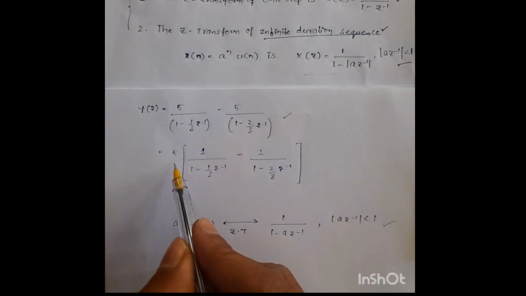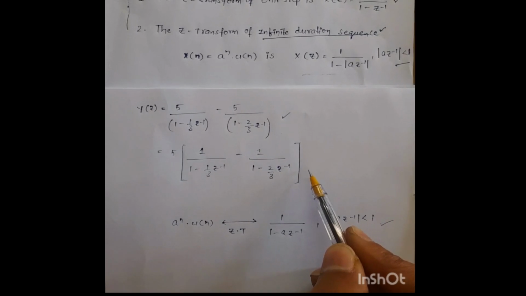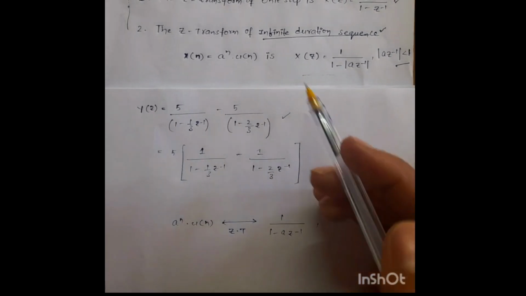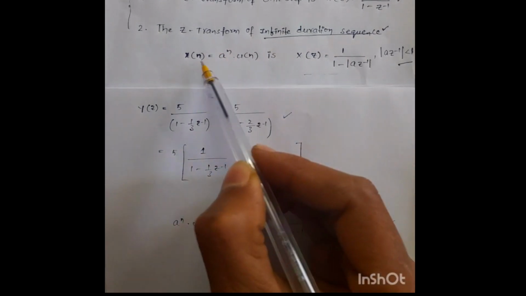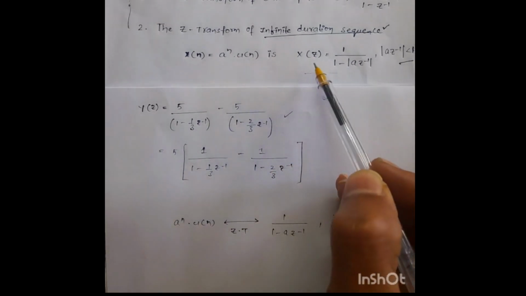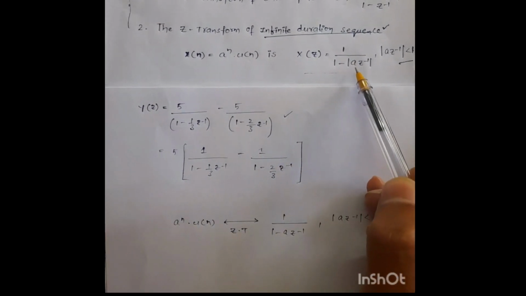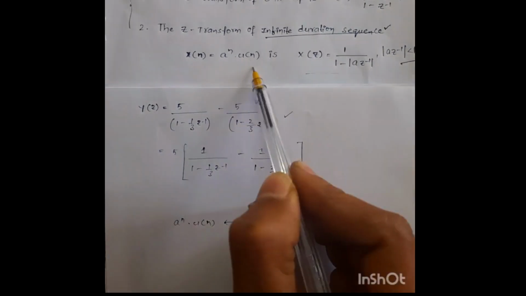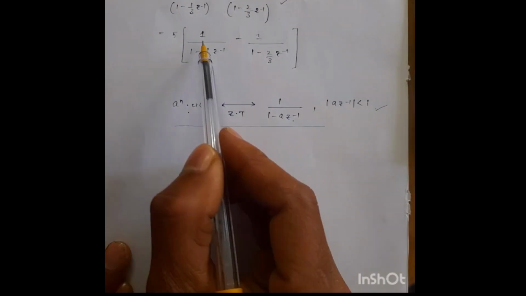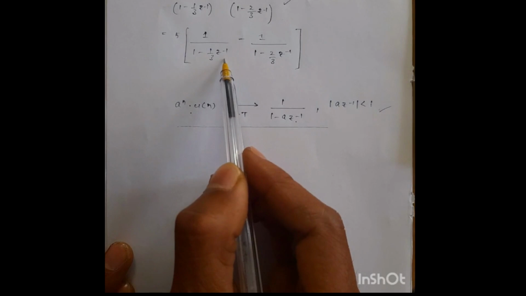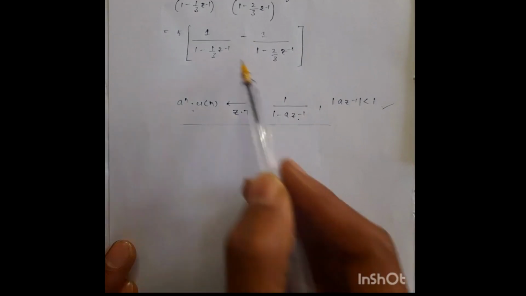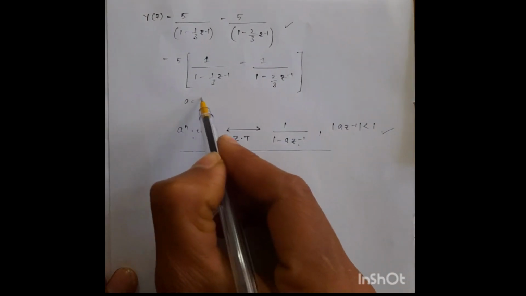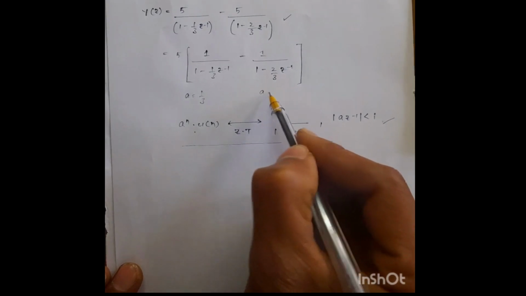So now taking 5 as common, we get this equation. Now in the beginning of this lecture I told one formula, right? The z transform of an infinite duration sequence x of n equal to a power n into u of n is x of z equal to 1 by 1 minus a z inverse. So this is the z transform of this infinite duration sequence. Now you can see here that in the above response, 1 by 1 minus 1 by 3 into z inverse and 1 by 1 minus 2 by 3 into z inverse are in the same format. So here a comes out to be 1 by 3 and from this one a equal to 2 by 3.